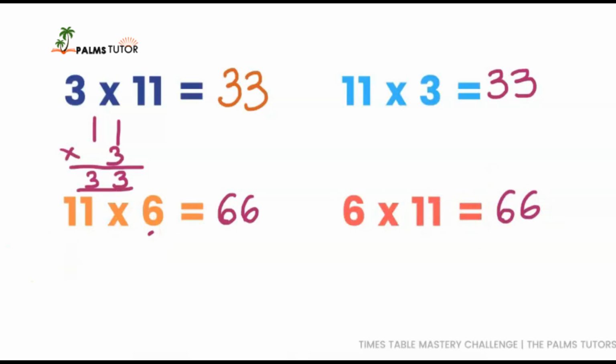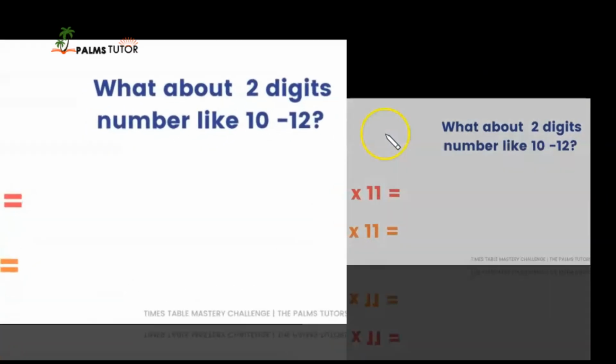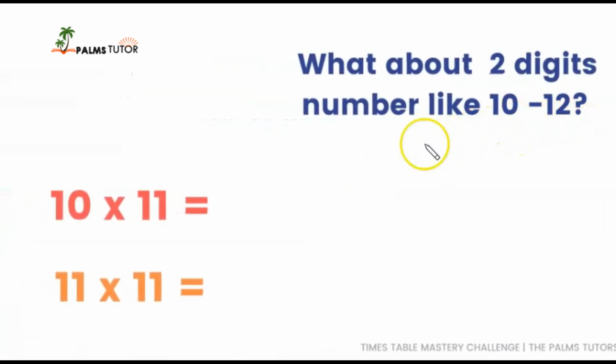Now, there's another twist to when you're multiplying by double digits, and I will show you that. So what about 2-digit numbers like 10 to 12? Are we going to multiply? Are we going to double 10? 10 times 11, are we going to write it as 10 and 10, 10? No. So there's a simple trick to that.